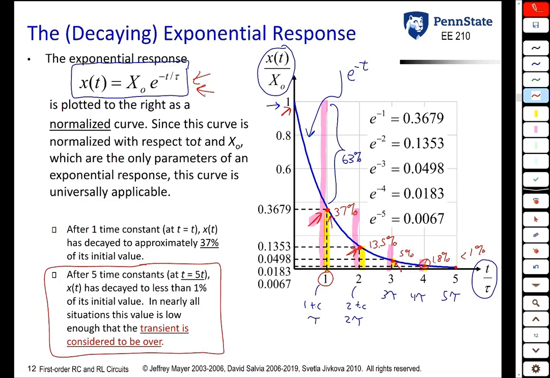Regardless of what the time constant is, by the time you get to 5 time constants, the transient response is over, and we return to DC steady state.